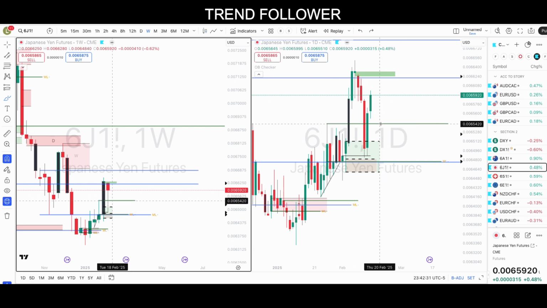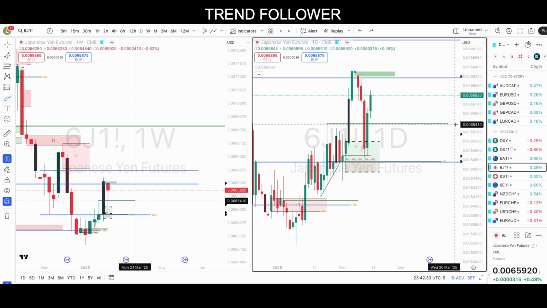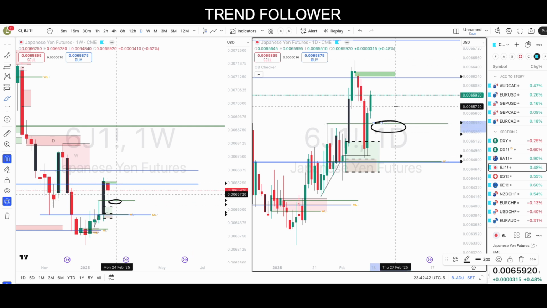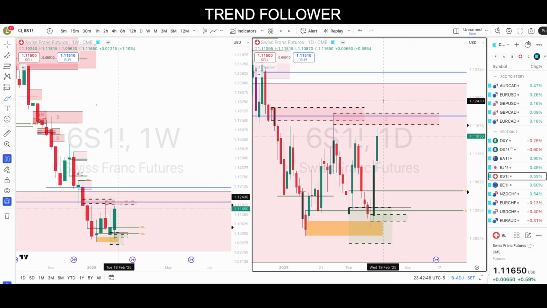I personally want to see how it reacts again in this region. That would be an awesome combination if it pulls back and then just gets to this area, right? So the next one is CHF.